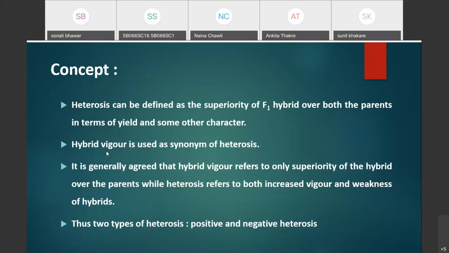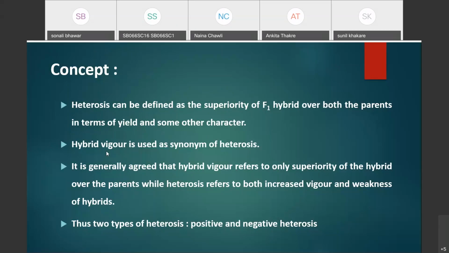Plant breeders refer to heterosis as both increased vigor and weakness of the hybrid. Whatever hybrid is produced, it may be vigorous or superior to its parents, or it may be weaker in characters than its parents. That phenomenon is referred to as heterosis. Some plant breeders believe that heterosis and hybrid vigor are synonymous, similar terms, but some believe they are completely different terminology.